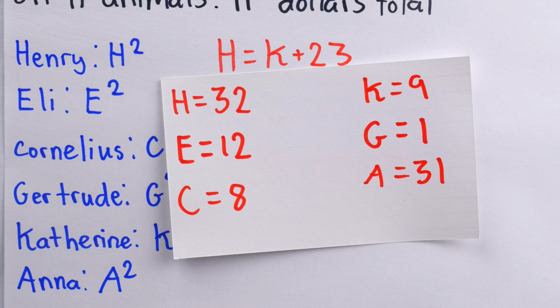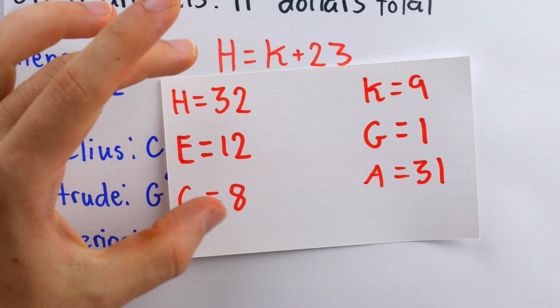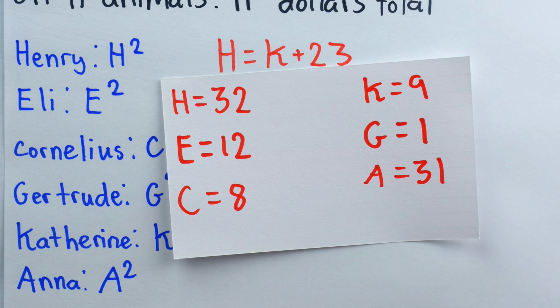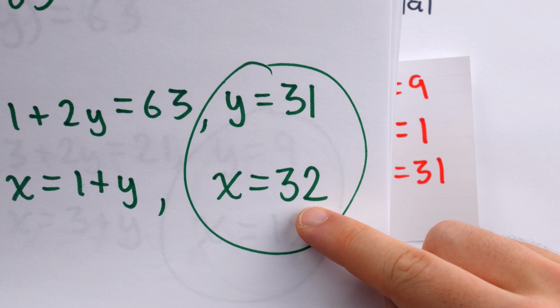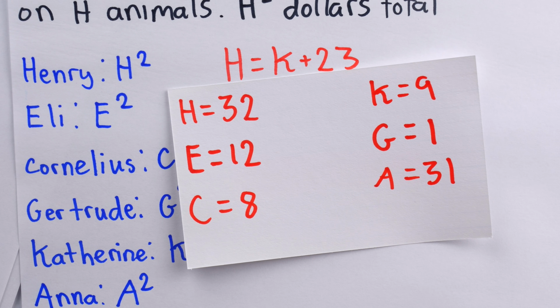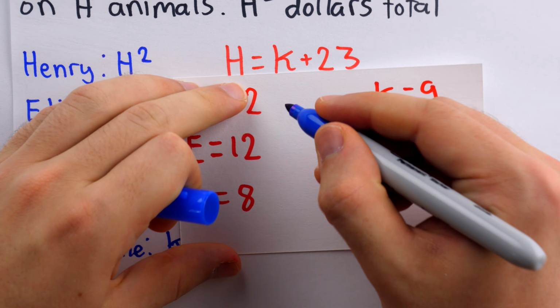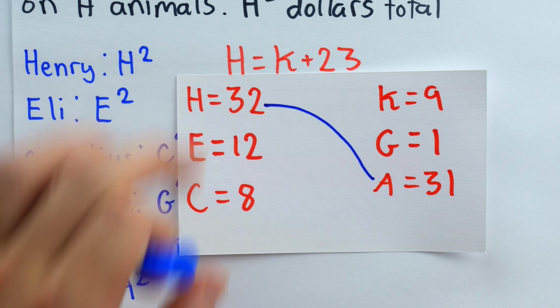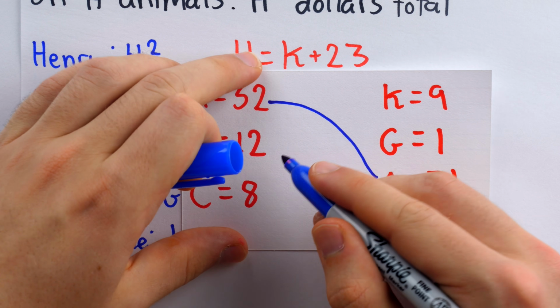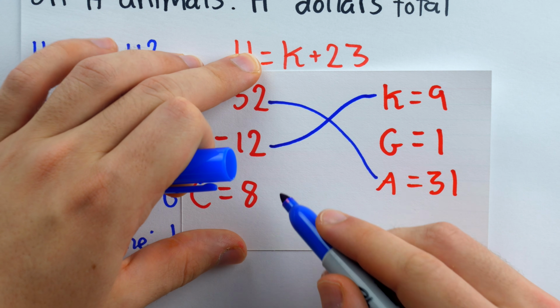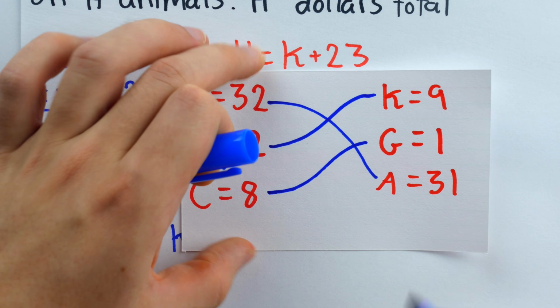So who married who? Well, these numbers need to satisfy the husband squared minus the wife squared equals 63. We just refer back to our possible pairs. 32 is married to 31. That means Henry is married to Anna. How romantic. And similarly, we have that 12 is married to 9, so Eli is married to Catherine, and thus Cornelius is married to Gertrude.